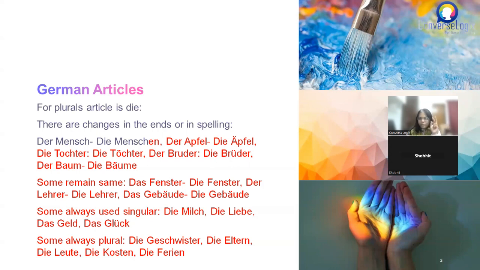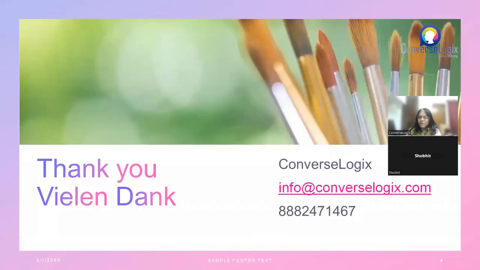For ein, we don't have a plural indefinite article, as we all know. And I think that is it with the articles. We are done with the articles in German.